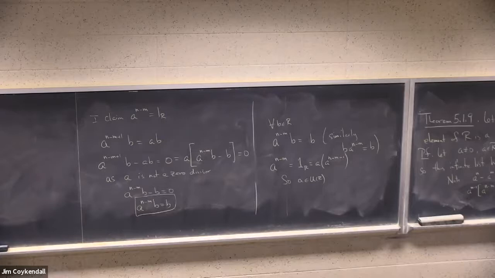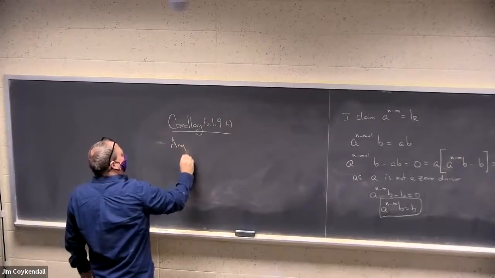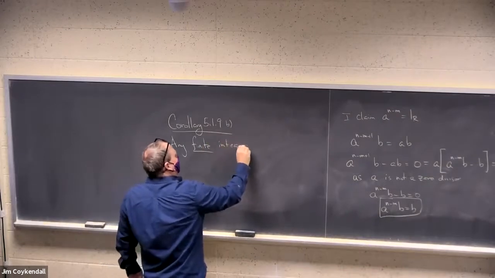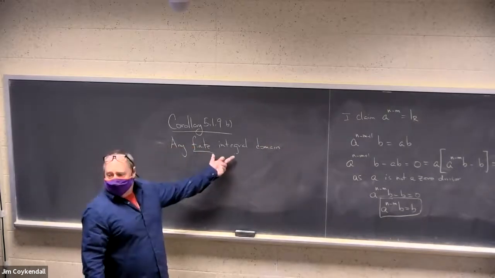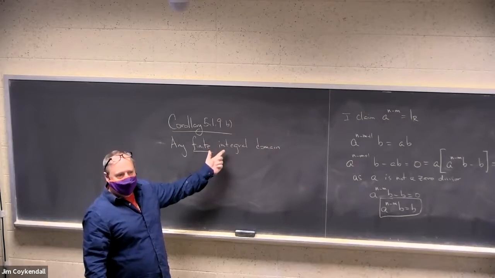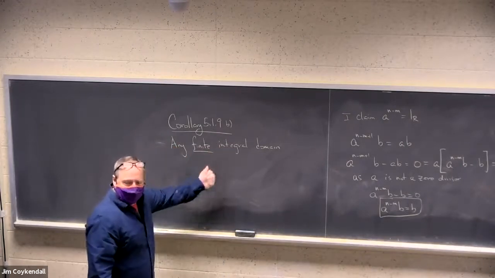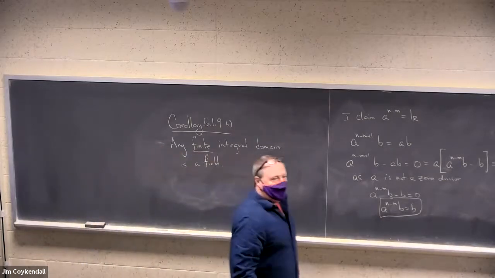So I'll give you a corollary. You see it all over the place: any finite integral domain is a field. What does it mean to be a finite integral domain? It means it's got a 1 in it, so it's not the zero ring. It's an integral domain, so there are no non-zero zero divisors. So that means that all non-zero elements are a unit. And it's commutative. Any finite integral domain is a field.